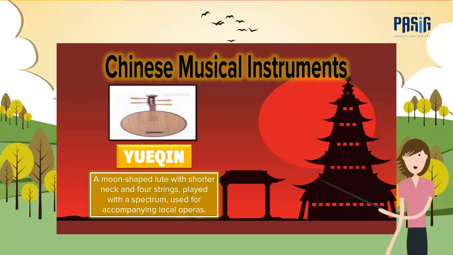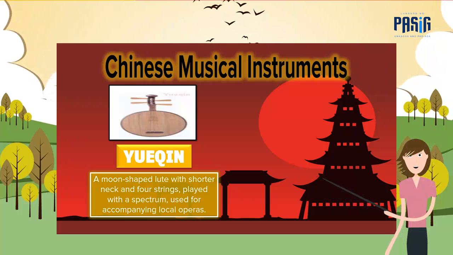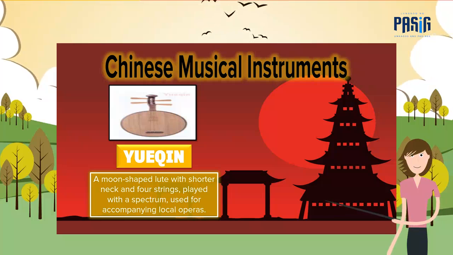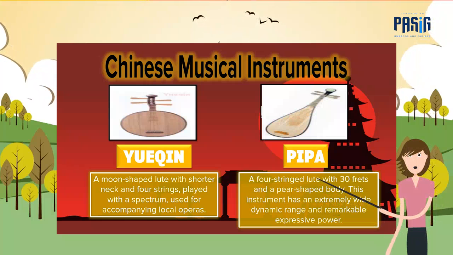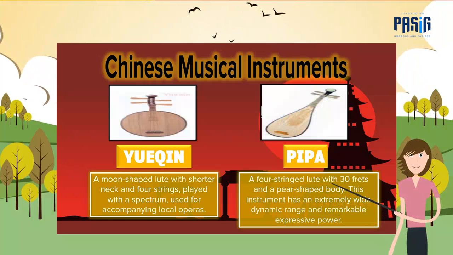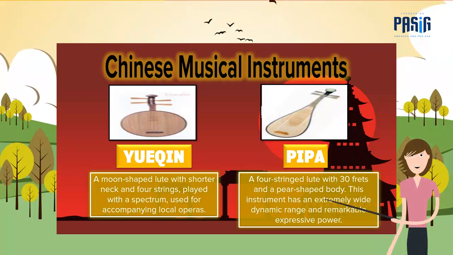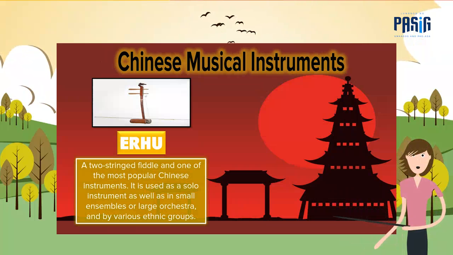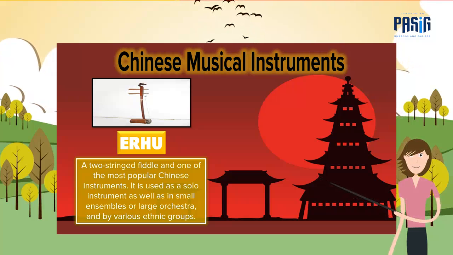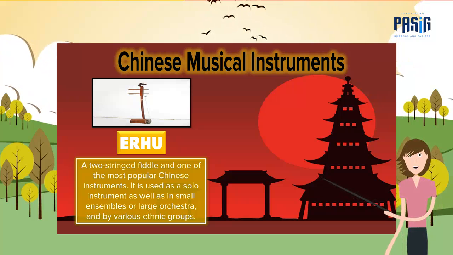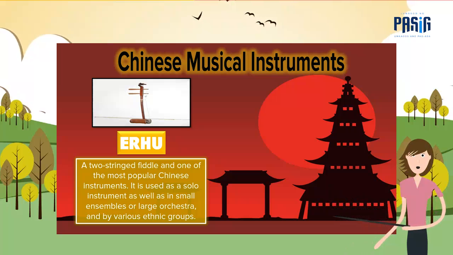First, Yi Qin, a moon-shaped lute with a shorter neck and four strings played with a plectrum, used for accompanying local operas. Pipa, a four-string lute with 30 frets and a pear-shaped body. This instrument has an extremely wide dynamic range and remarkable expressive power. Erhu, a two-stringed fiddle and one of the most popular Chinese instruments. It is used as a solo instrument as well as in small ensembles or large orchestras and various ethnic groups.